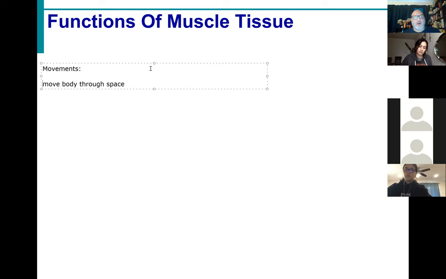Are there any other movements that our muscle tissue allows? Think of it this way. If I stand here with my arms out and I hold my breath and I close my eyes, is there any movement going on in my body if I do that?